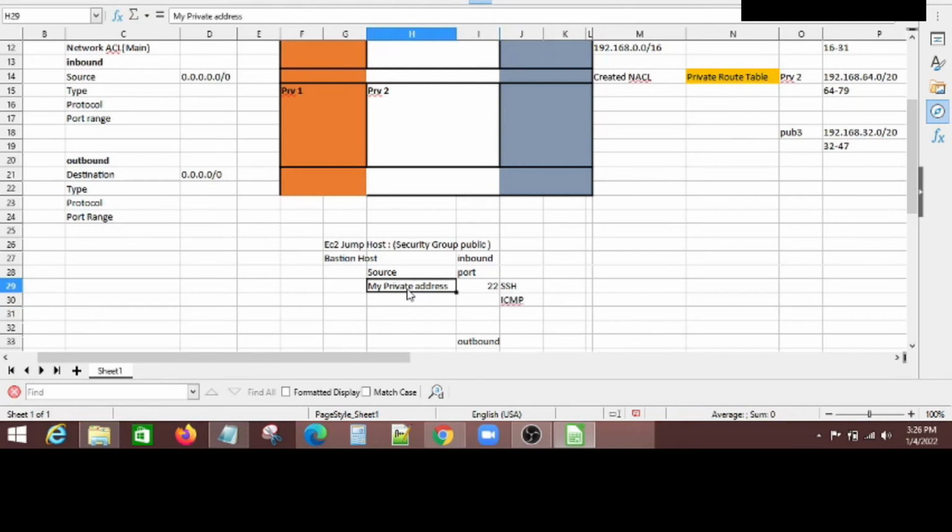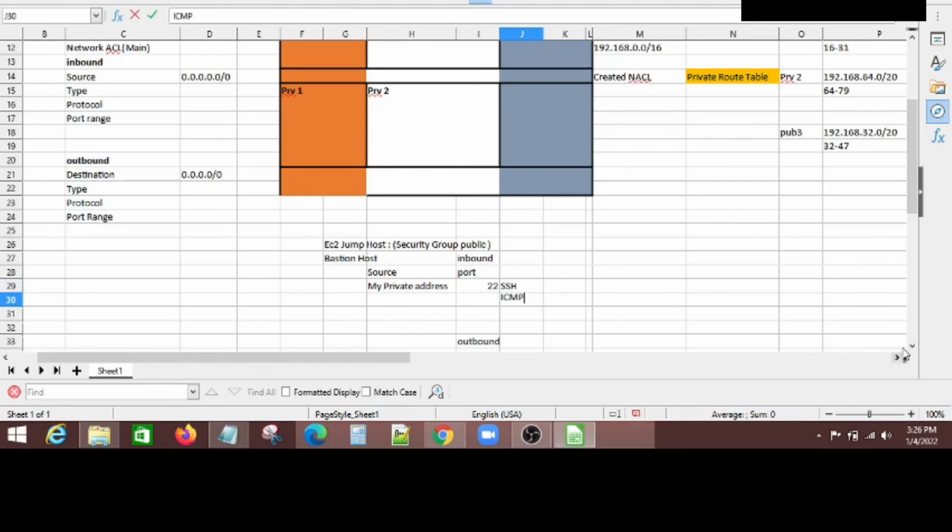So I said, from my local private IP, allow the traffic to AWS and connect to the jump host. The port is 22, please allow it, and the type is SSH, please allow it, and ICMP, please allow it.